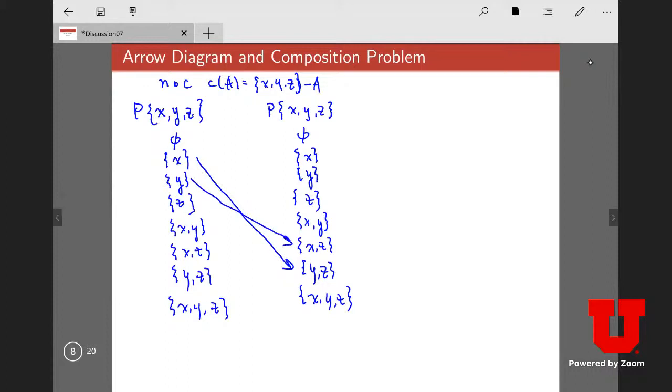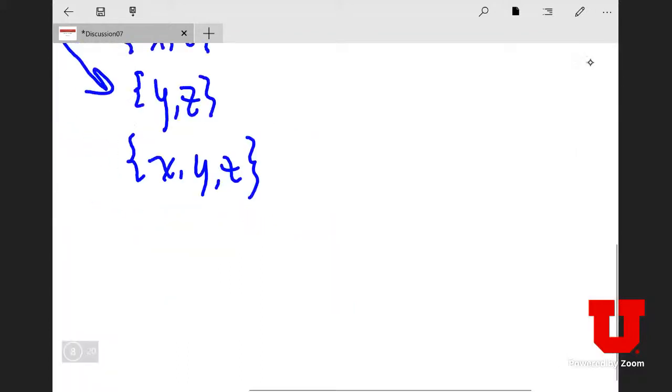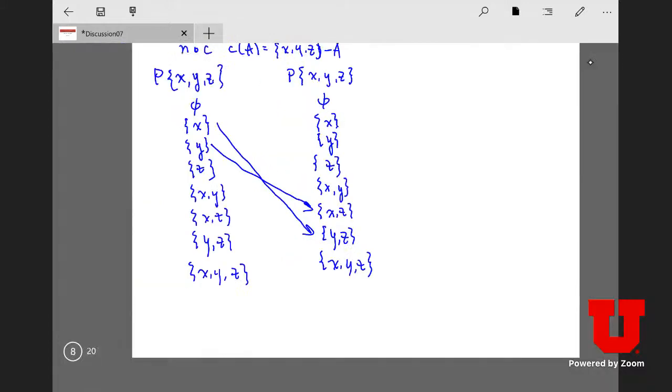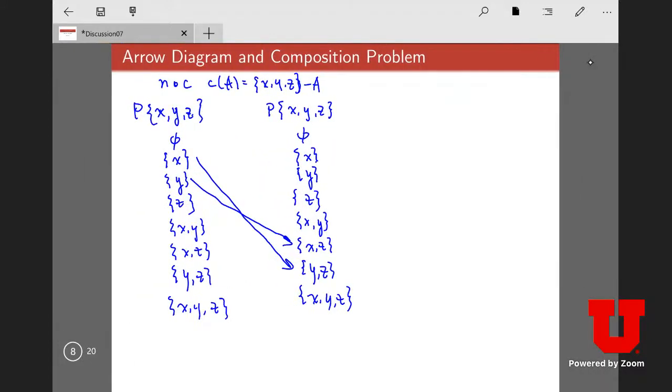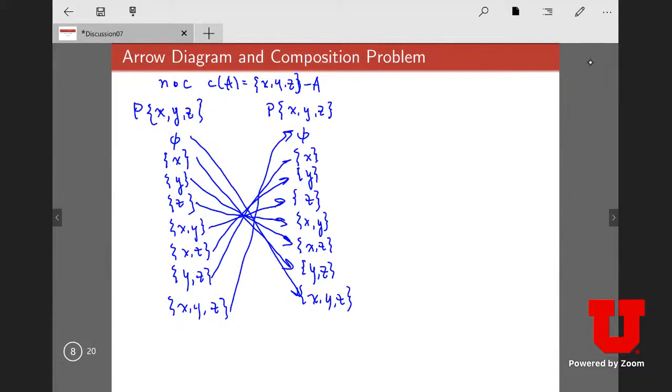Where does the empty set go to? The empty set goes to XYZ. So we keep going. Z goes to XY. XY goes to Z. XZ goes to Y. YZ goes to X. Right? So basically, it's just flipped over.